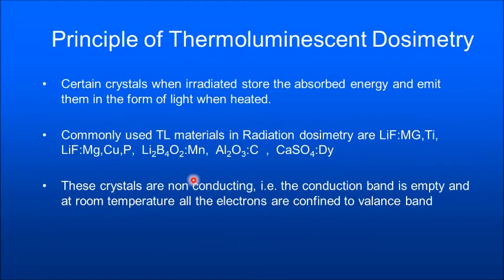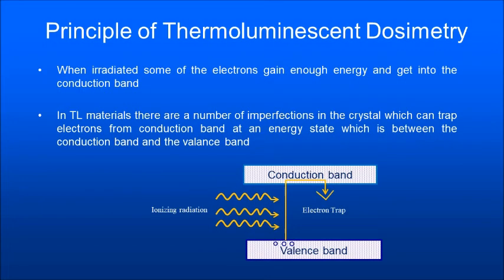These crystals are non-conducting, that is, the conduction band is empty, and at room temperature, all the electrons are confined to the valence band. When irradiated, some of the electrons gain enough energy and get into the conduction band. See, from the valence band, when irradiated, they move into the conduction band. In TL materials, there are a number of imperfections in the crystal which can trap these electrons from the conduction band at an energy state which is between the valence band and the conduction band. So the electron traps happen here because of different impurities and imperfections in the crystal.